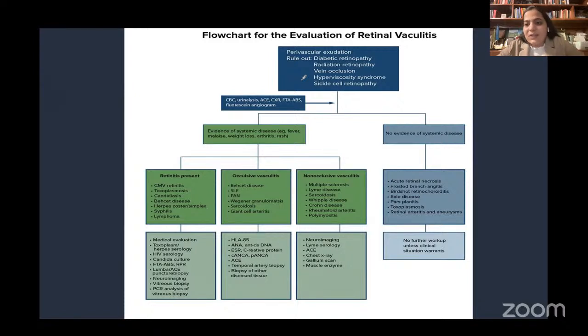If there is occlusive vasculitis, you go more towards TB, sometimes SLE, or again Eales and Behçet's. And if it is non-occlusive, we think of all the systemic vasculitis that we all learned. And if there is no evidence of any systemic disease, then we think of the idiopathic vasculitis or things like IRVAN syndrome.